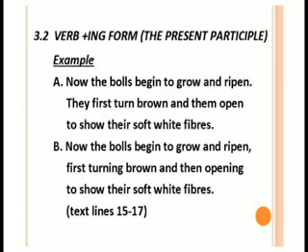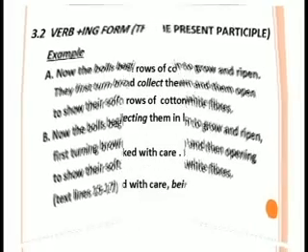Let's see the example. The given sentence is: now, the bulbs begin to grow and ripen. They first turn brown and then open to show their soft white fibers. To join these sentences, you have to change the form of the verb into the verb -ing form, the present participle, in the second clause. So, the correct answer is: now, the bulbs begin to grow and ripen, first turning brown and then opening to show their soft white fibers.